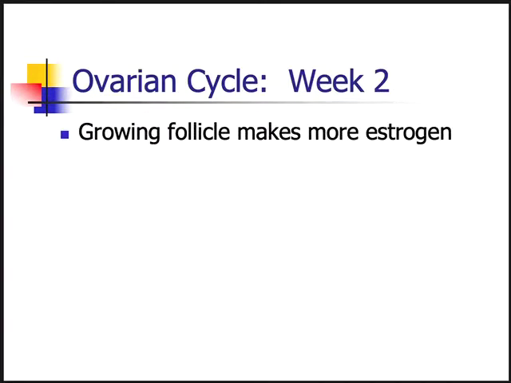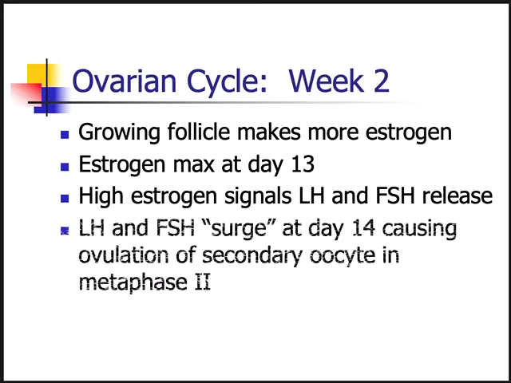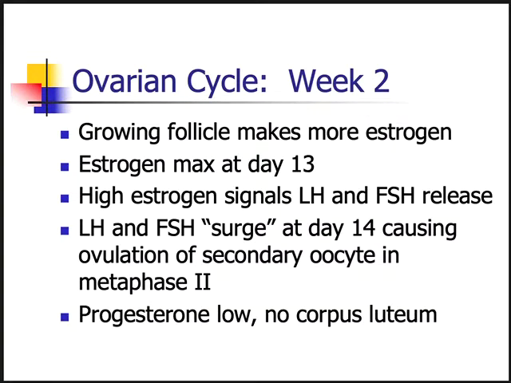Week 2, the growing follicle makes more estrogen, and at day 13, the estrogen levels max out. The high estrogen then turns on LH and FSH, and you get a spike or surge at day 14, which is the trigger for ovulation. Remember, ovulation releases a secondary oocyte into the fallopian tube. It's arrested at metaphase 2 and it awaits fertilization. Again, your progesterone levels are low because you do not have a corpus luteum quite yet.